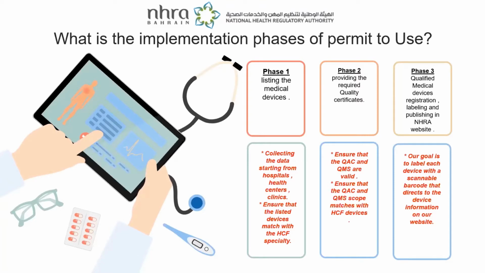And on phase 3, all the qualified medical devices go through registration, labeling, and publishing on the NHRA website. So all the medical devices that have been checked and already qualified are going to be registered, labeled, and published on the NHRA website. And our goal, as you can see here, is to label each device with a scannable barcode that directs to the device information on our website.